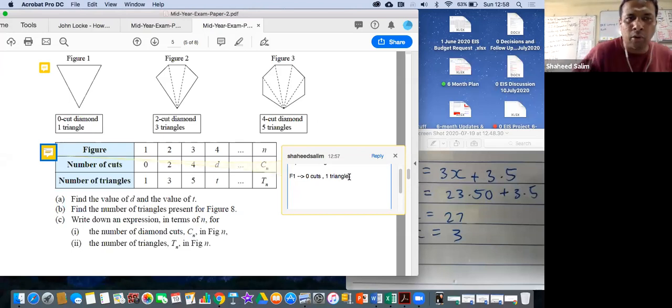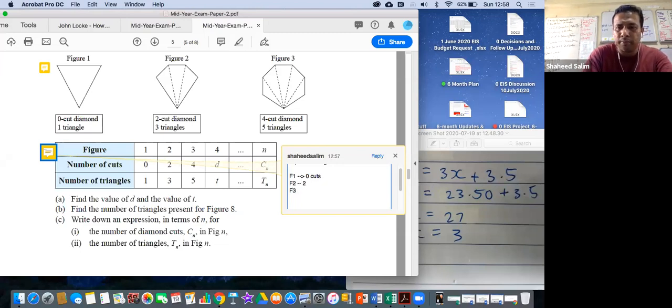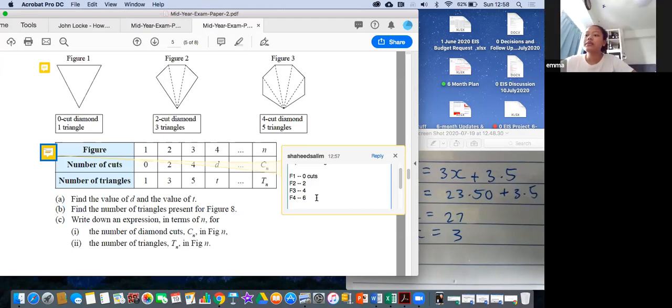So actually, we don't need to know the number of triangles. We just need to find out the number of cuts. So let us forget about the triangle. I just put cuts only. Then F2, they say down here, is 2 cuts. F3 is 4 cuts. F4, that's how you say, is 6 cuts. You're correct. There's a pattern going on here. So what is the pattern? +2, +2. Yes, +2, +2.